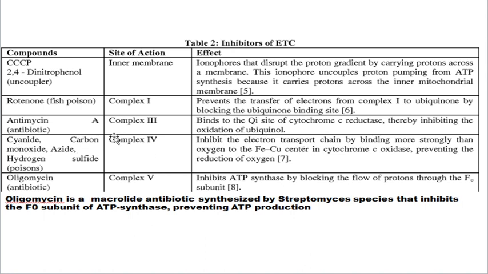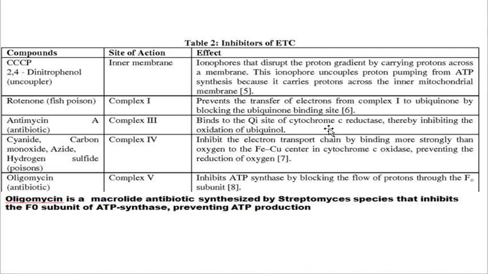Whereas cyanide, carbon monoxide, azide, and hydrogen sulfide all come under the poisonous group, and they inhibit the electron transport chain by affecting complex 4. These poisonous substances act on complex 4 and inhibit the electron transport chain by binding more strongly than oxygen to the Fe-Cu center of cytochrome c oxidase.